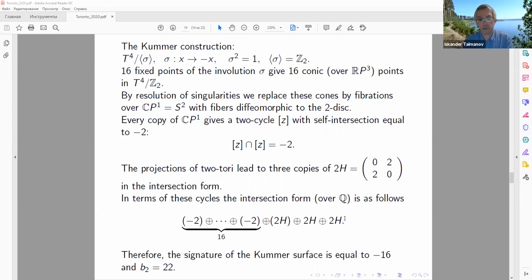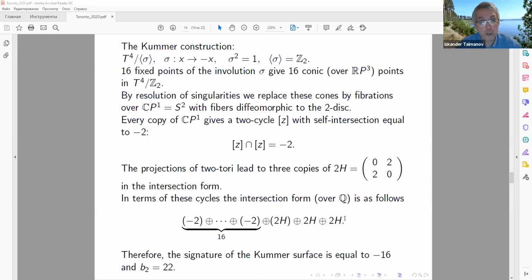Now I would like to stop for a second to describe the lower-dimensional reduction of the Kummer construction, its version for T2, and how it looks. Again, we take the two-dimensional torus and the involution x to minus x. We have 4 fixed points, 4 cones, which would be cones over S1, since RP1 is equal to S1. We smoothen, and what will the resultant manifold be after this Kummer construction? You will get a two-dimensional sphere.